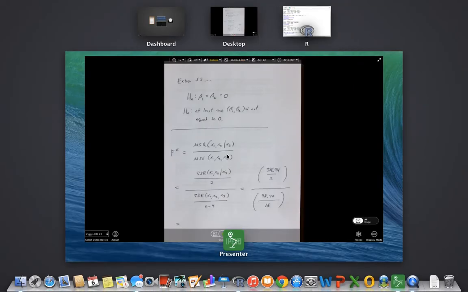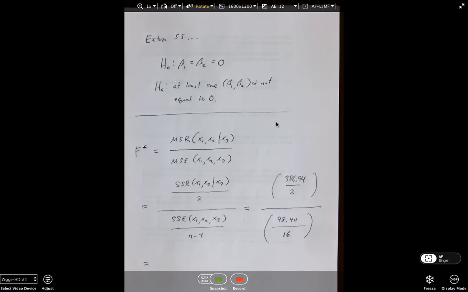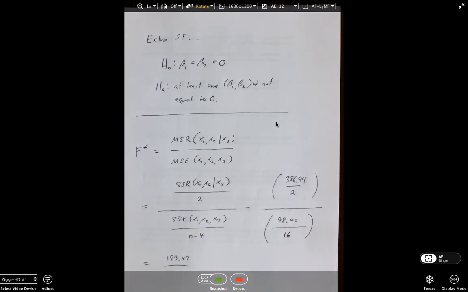All right, gang, let's go back over here. I'm going to grab the calculator and see what we get here. So it looks like the mean square regression for adding x1, x2, and x3 in is going to be 386.94 divided by 2, right? So that's going to be 193.47. That's the mean square regression, again, with x1, x2, and x3 in the model.